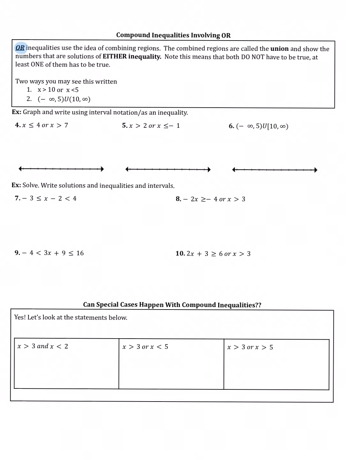So the combined regions that we're talking about here are called the union, and they show the numbers that are solutions of either inequality, either or both. Note that this means that both inequalities don't have to be true, but at least one of them has to be true. A real-world application of this, a great one and a scary one, is an elevator.